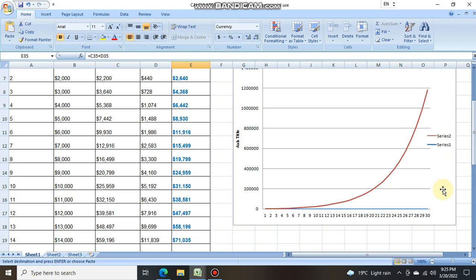So the longer the timeline that you compound, the more money you get to make. This is something that we like to share.